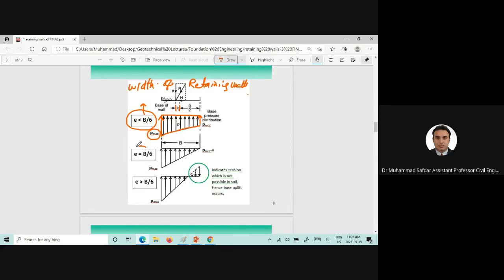Now, in case e is equal to B by 6, then the maximum bearing pressure would give us the maximum value, obviously, but the minimum base pressure would be equal to 0. Now, just in case that e, or the eccentricity, is greater than B by 6, what would happen? The soil would be in tension, and as we all know, soil is very weak in tension. It gives some strength in compression, but it's very weak in tension. Then the uplift of the base of the retaining wall will occur. So because this portion is in tension, the uplift of this portion, or the heel of the wall, will be uplifted.